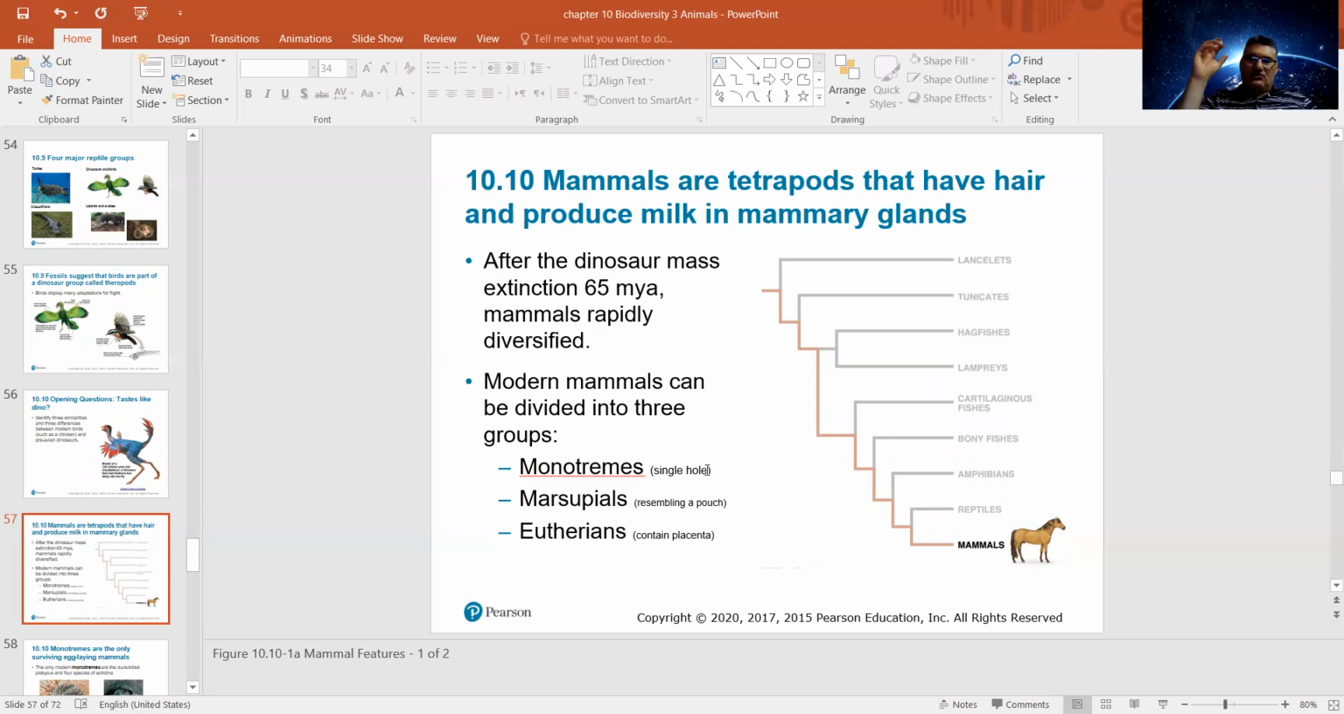Monotremes. Monotremes are the ones that have a single hole. Marsupials, they look like a pouch shape. Eutherians, which comes from placenta. They have placenta. You know, the placenta that connects the fetus to the mother's uterus. So whatever mammal has this placenta, they are called Eutherians.